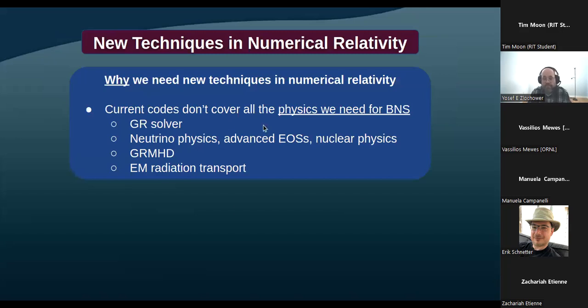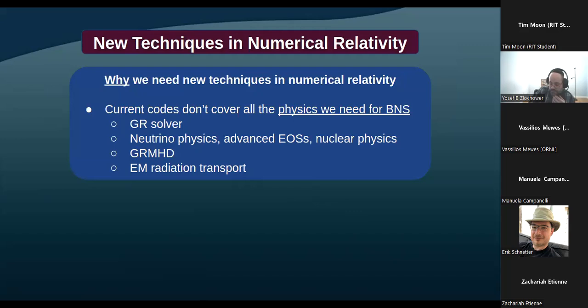Currently, we're not covering all the bases when it comes to binary neutron star simulation, certainly not accurately enough. It's not a solved problem, very far from it. I think the closest thing to being sort of under control would be the GR solver. And then we go completely onto the other side of things, the neutrino physics, advanced equations of state, and incorporating the latest results from nuclear physics. That's something that I think we can all agree we still have a lot of work to do.